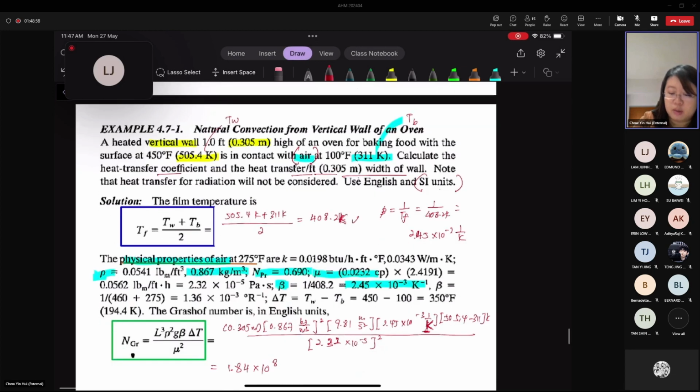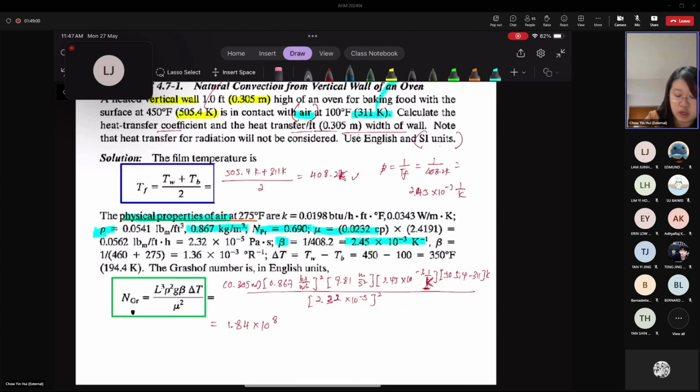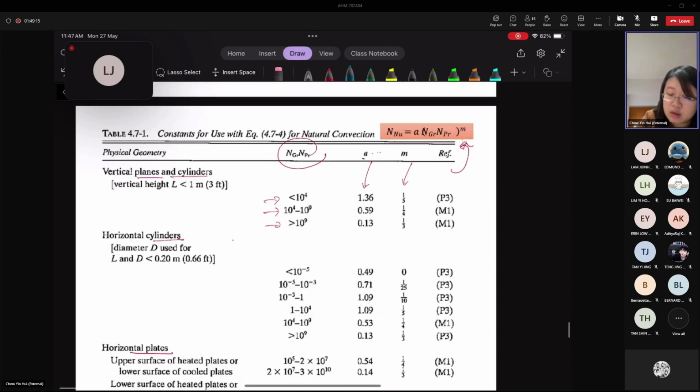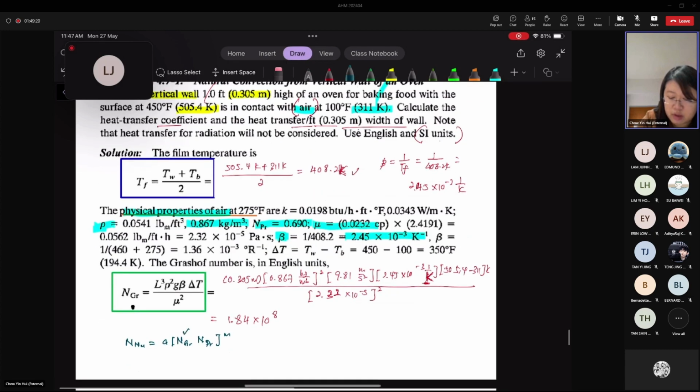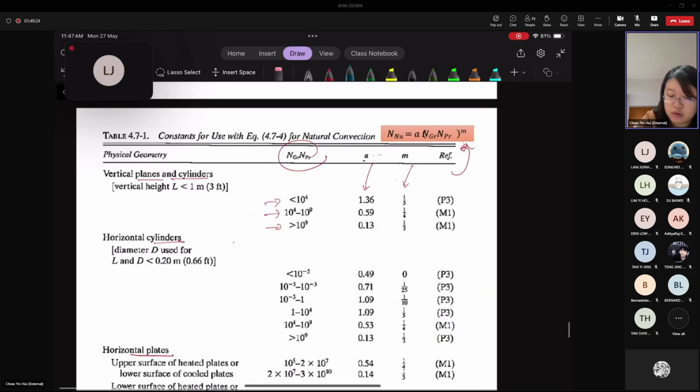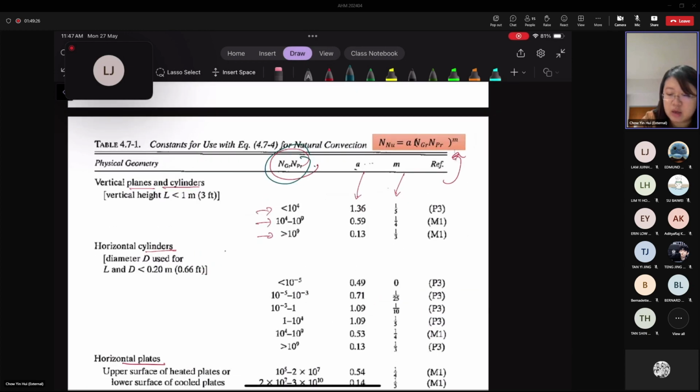Now, if you recall, the correlation that we should use to solve natural convection here is Nusselt number equals a times the Grashof number multiplied by the Prandtl number to the power of m. Is it m that we are using? Yes. So we've found the Grashof number already. You need to find out the product of this, then only can we decide what are the a and m values.